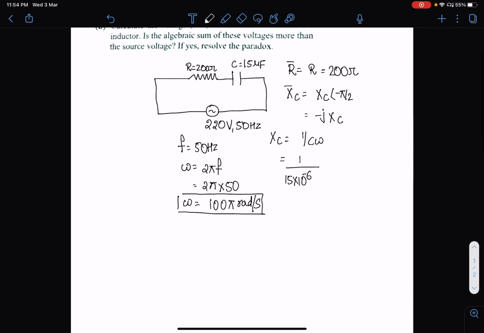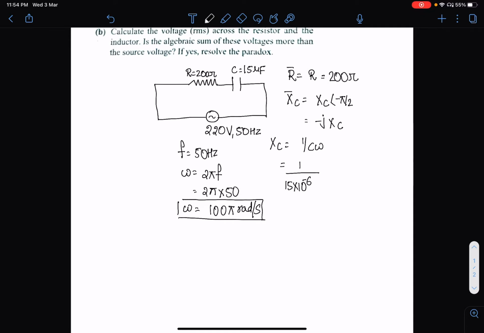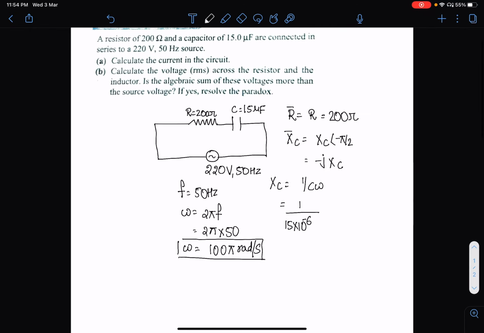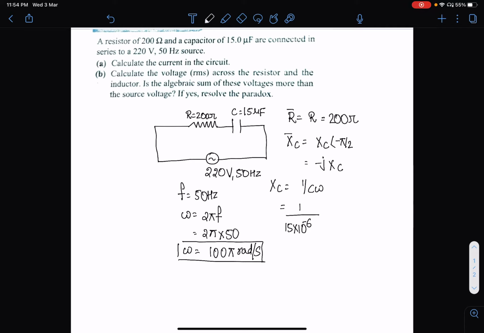Now we'll calculate the value of XC. So XC is 1 by C omega. C we have already written, 15 into 10 to the power minus 6, microfarad converted into farad. After that we write omega, which is 100 pi, already calculated. If you calculate 1 divided by 15 into 10 to the power minus 6 into 100 pi, the value comes out to be 212 ohm. That means XC is equal to 212 ohm. So this is the value of XC.